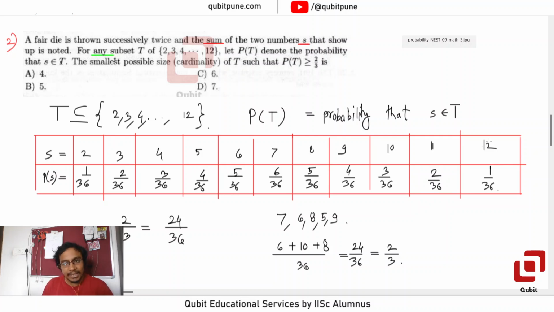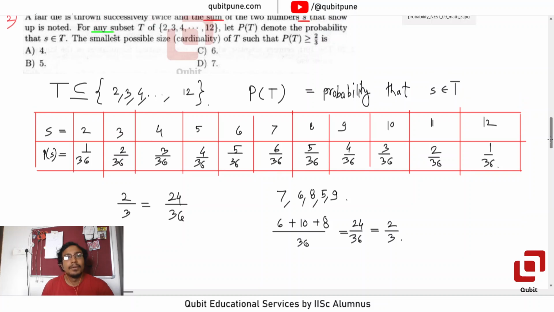Okay, now pay attention. Smallest possible size of T such that P of T is greater than or equal to 2/3. अगर हम लोगों ने T को 5, 6, 7, 8, 9 लिया. Okay, 5, 6, 7, 8, 9 लिया. So what is the probability that S belongs to T? Okay, do you agree that it is 2/3 now?